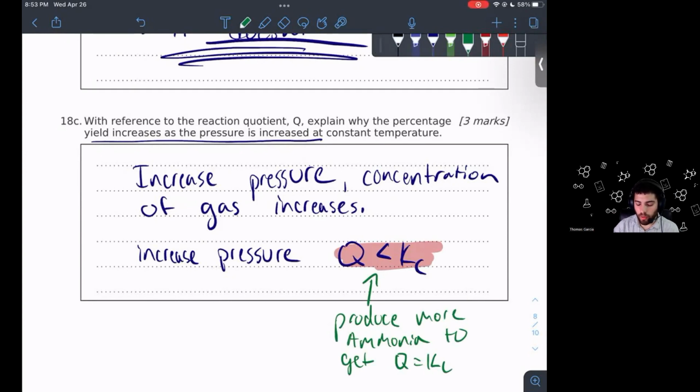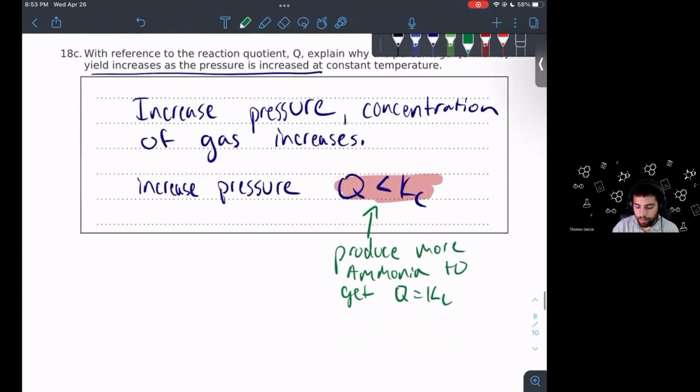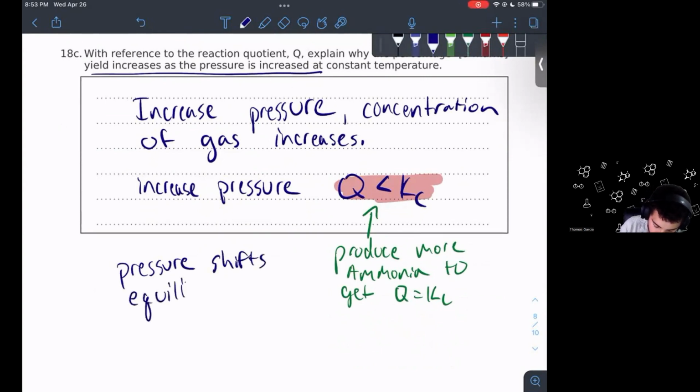You need to make sure that you have these statements and your thoughts are relatively organized, and you can get all your points right here. Oh, you know what? Let's just add another simple statement that will get you points. If we're saying that yield increases as pressure increases, say pressure shifts equilibrium right. So 0.1, 0.2, 0.3, all good points. All right.